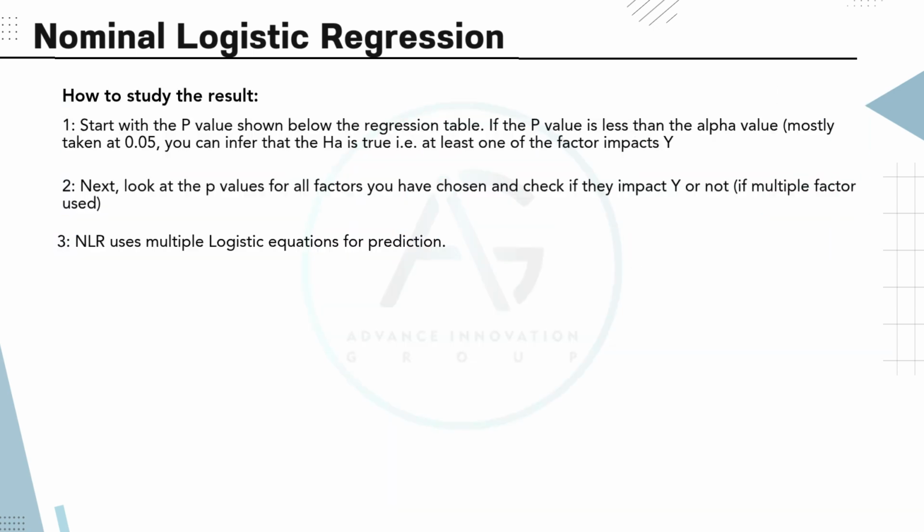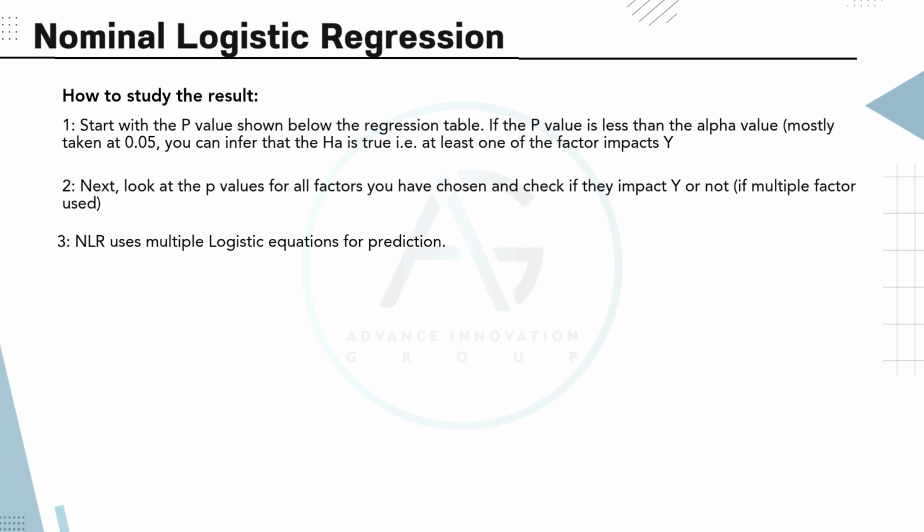Let's now understand how to interpret the output of a nominal logistic regression. Step 1. Start with the overall p-value. At the bottom of the output, you'll usually see a p-value for the overall model. If this p-value is less than 0.05, it means the model is statistically significant. At least one of the predictors is influencing the response variable. This allows us to reject the null hypothesis and accept the alternate that X significantly impacts Y.